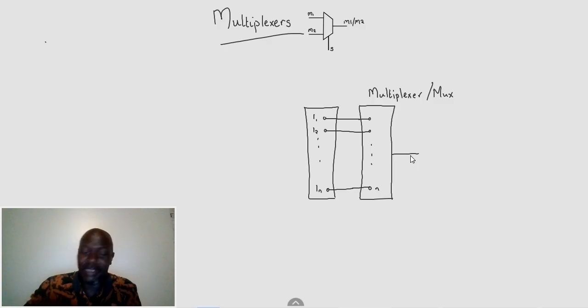Now they have to be converted back to parallel. The parallel to serial converter would be your multiplexer, and when you take it from serial back to parallel, that will be a demultiplexer. Like we said, we're going to look at that at a later stage.